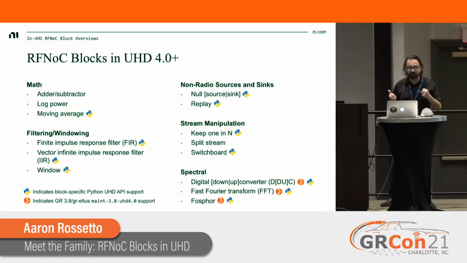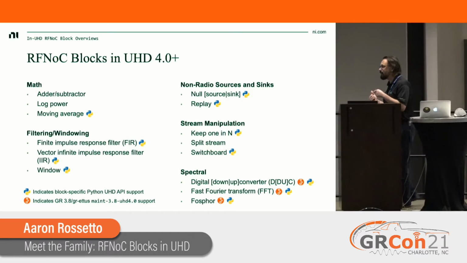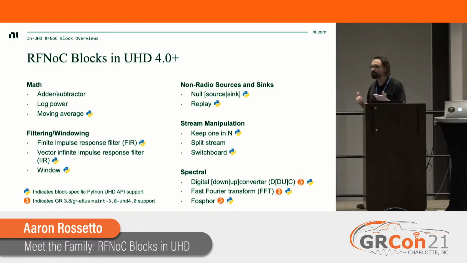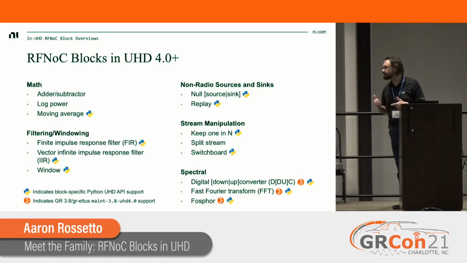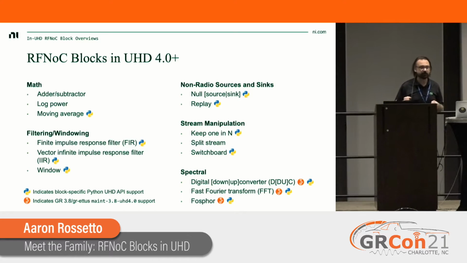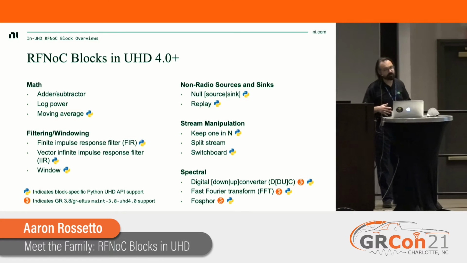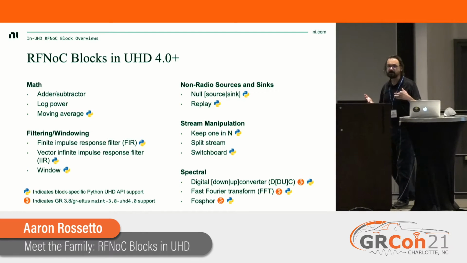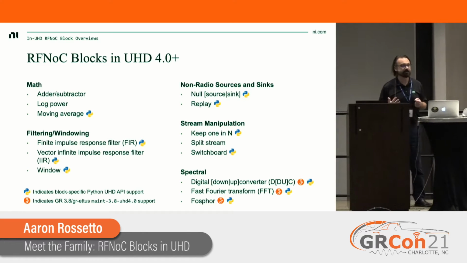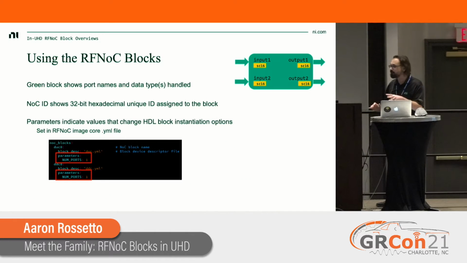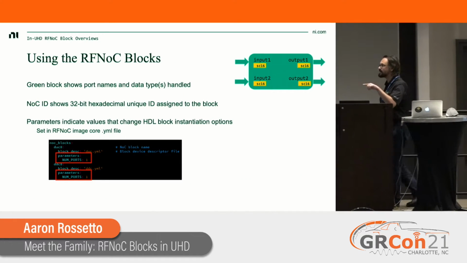And the GNU Radio icon beside the blocks indicates blocks for which we have GNU Radio 3.8 support in our Ettus repository on GitHub under the maint-38-UHD 4.0 branch. Yes, we know that's pretty old at this point. We are working to support these on GNU Radio 3.9 and above. So we're getting there.